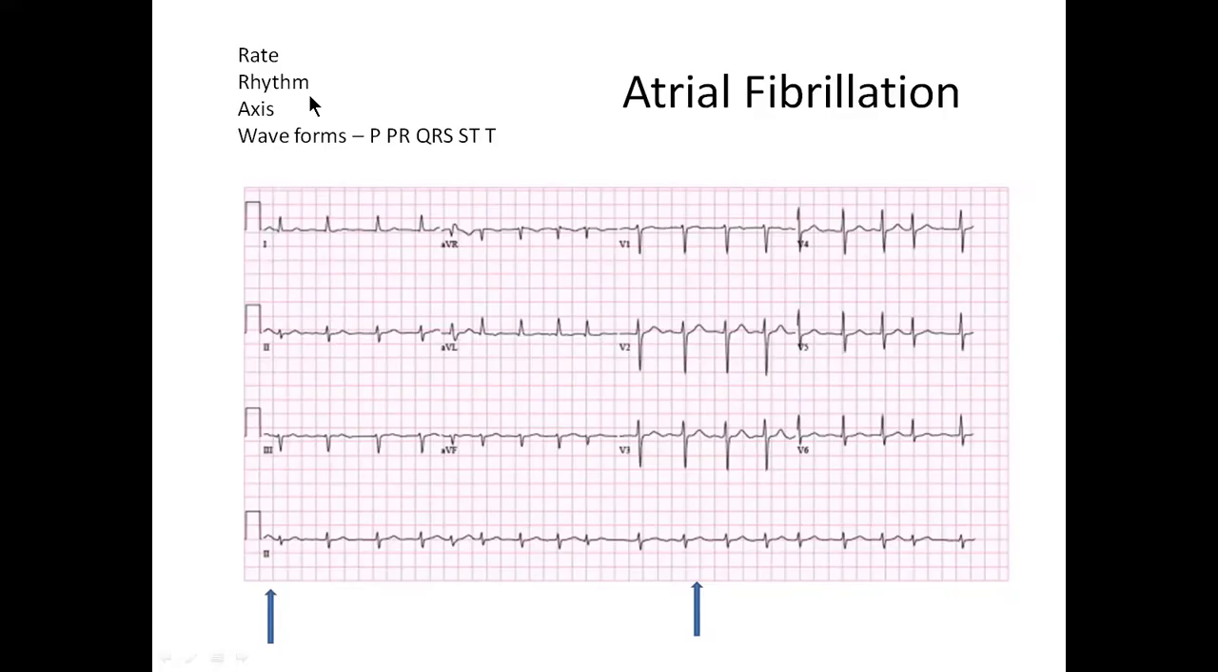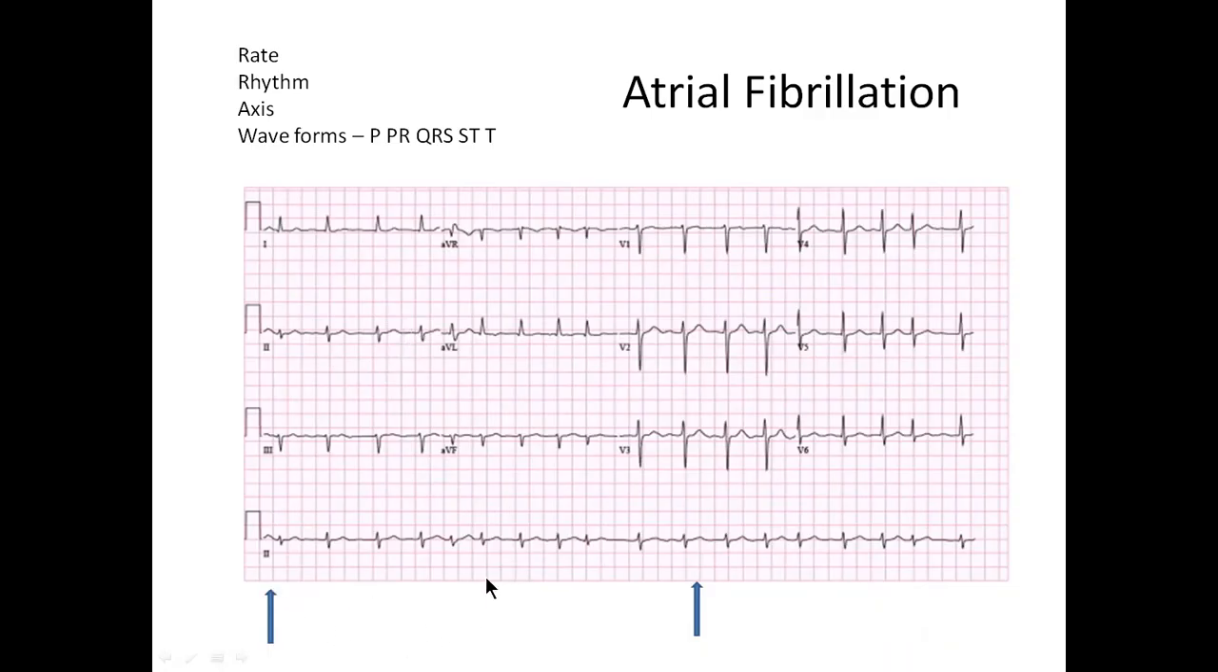And then we check the rhythm. Now, we have a rhythm strip here, right? So, that's the lead 2. And then initially when you look up here, it looks pretty regular. But when you come here, you realize that's why you need a longer strip, that it is not regular. Then we cannot use that system of 300, 150, 100.